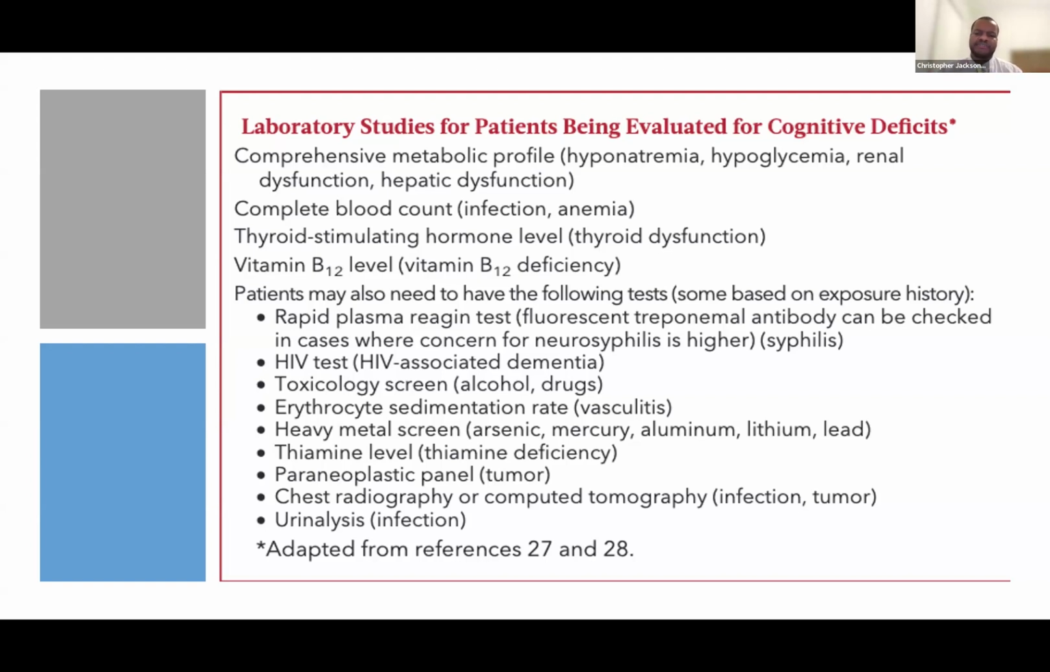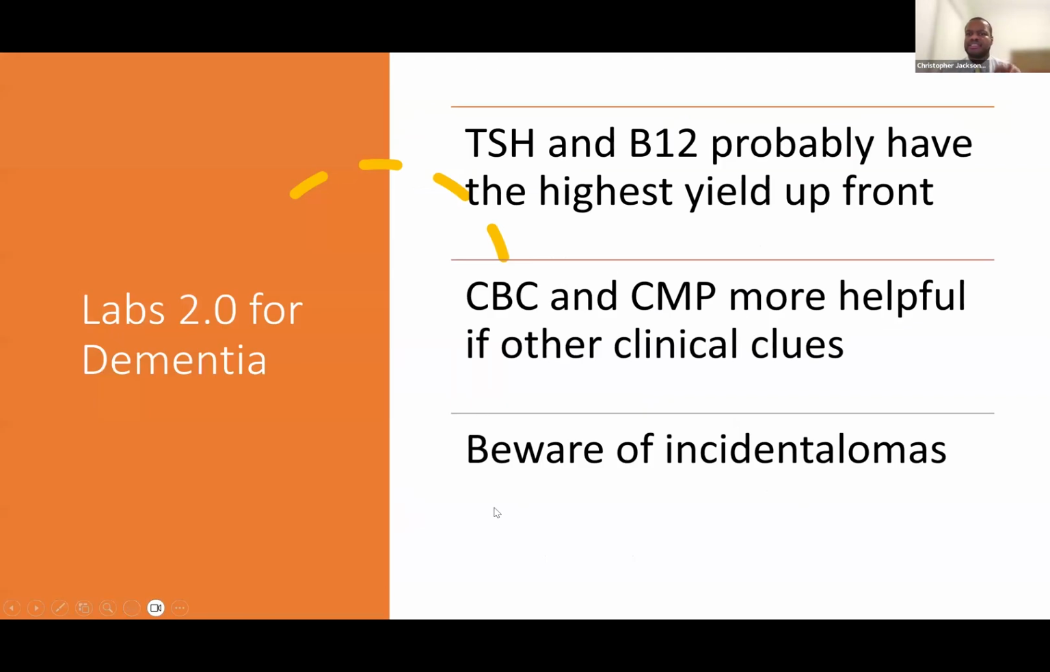So don't just reflexively order all these things. Again, think judiciously. So again, TSH and B12 are probably highest yield up front. CBC and CMP are more helpful as other clinical clues. I always say beware of incidentalomas here.